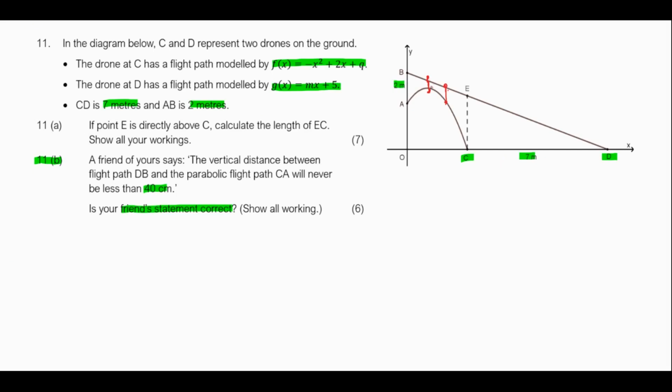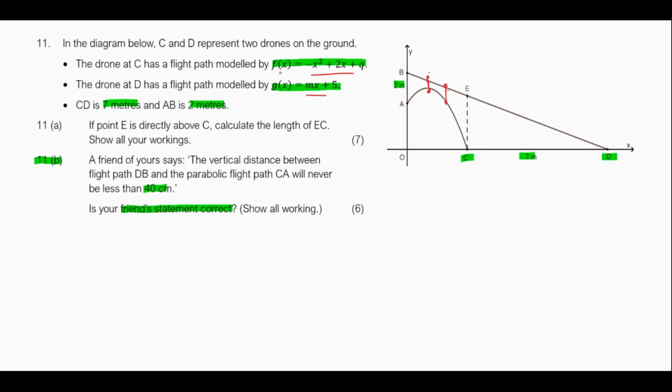So how can we do that? We have to find this vertical distance in terms of x, and then we differentiate and equate the derivative to 0. When we do that, we're going to find the value of x, and then we substitute the value of x into the vertical distance. Let me try to explain it, maybe it's going to be better. What do we mean by that?